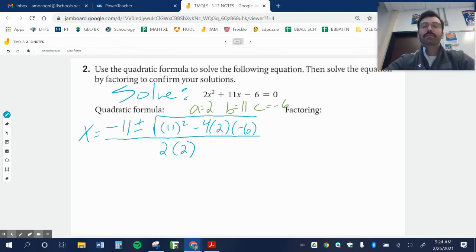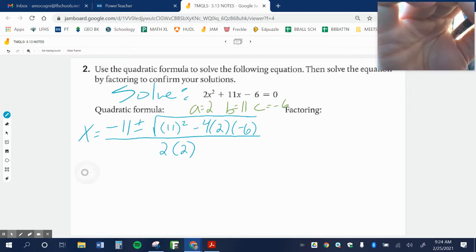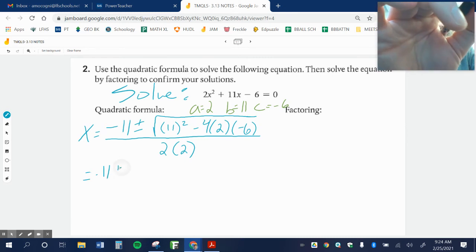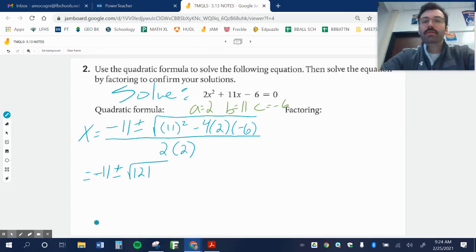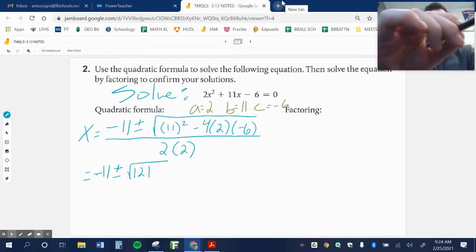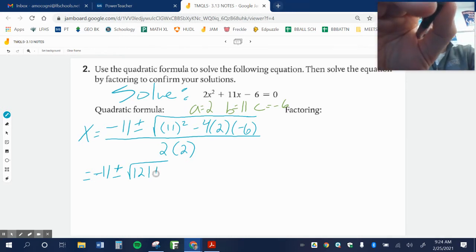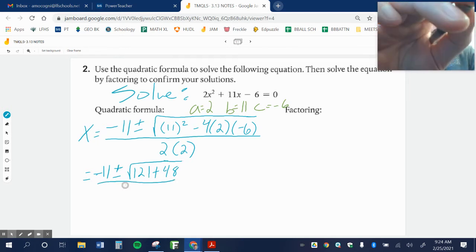All right, so I want to keep going. The first thing I'm going to do is simplify what's underneath the square root. All right, simplify all this junk. So I'm going to do that. Negative 11 plus or minus 11 squared, I know, is 121. So I have negative 4 times 2, which is 8, and negative 8 times negative 6 is positive 48. And 2 times 2 is 4.